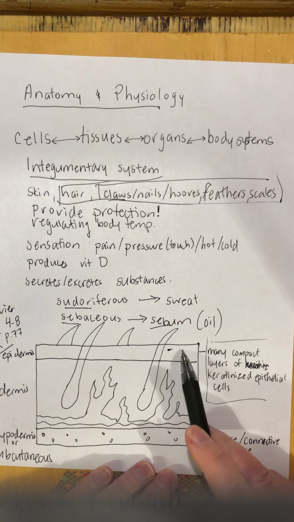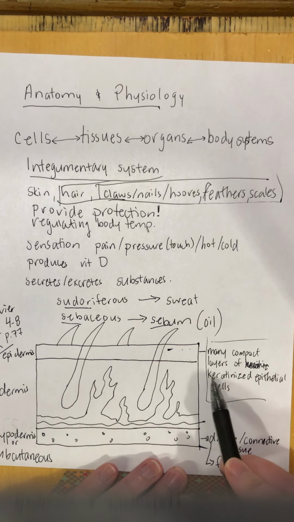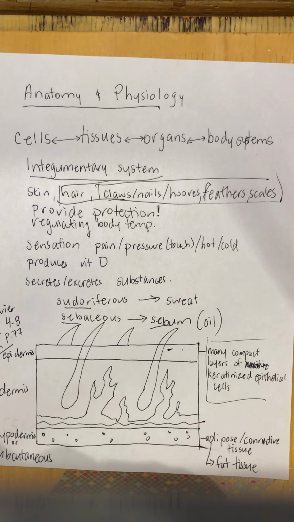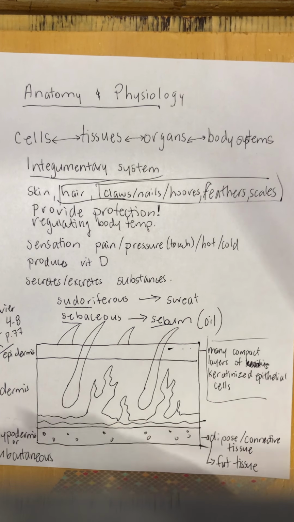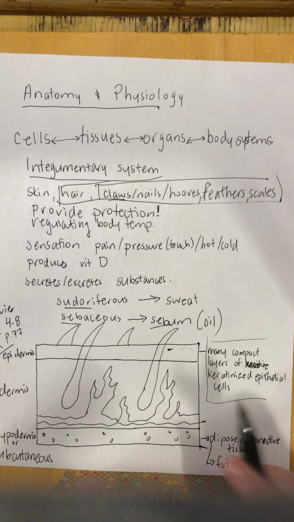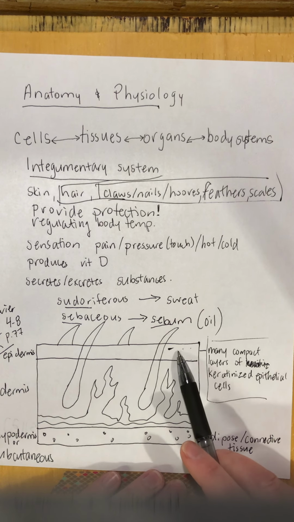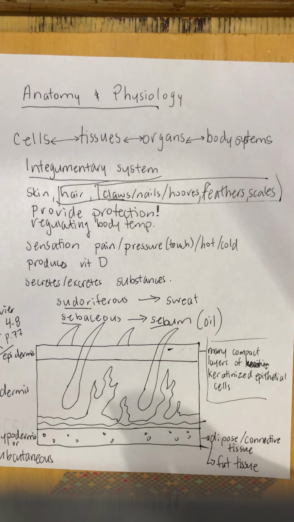So basically, this is just lots and lots of really compact cells, and when they're keratinized, that just means that they have the keratin protein in them, and it makes them more dense. So typically the outer layer, the epidermis, is dead cells filled with keratin. So they're very protective to that underlying dermis.